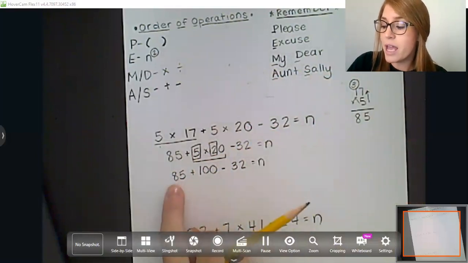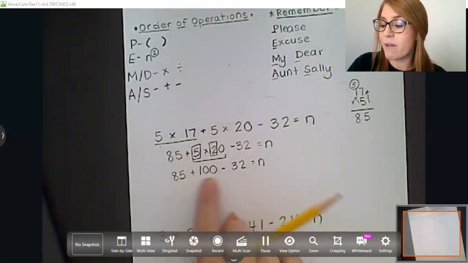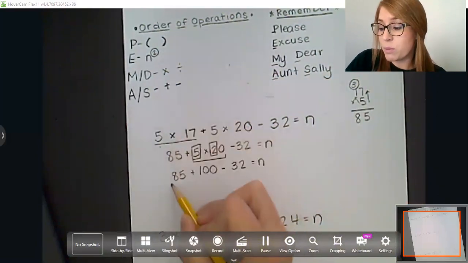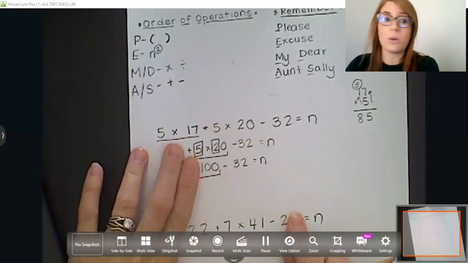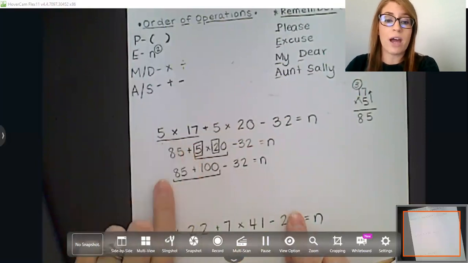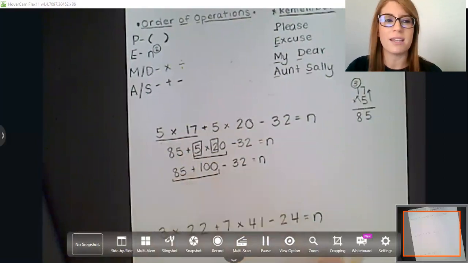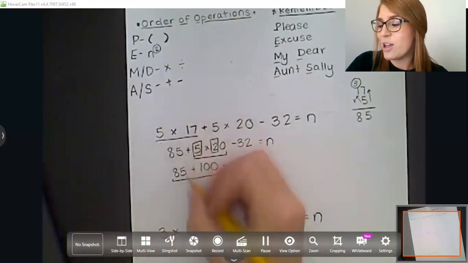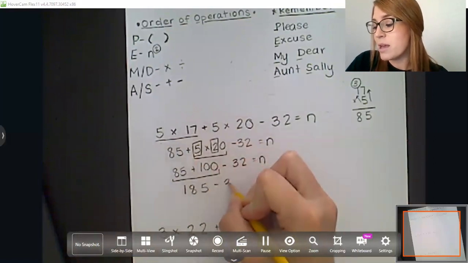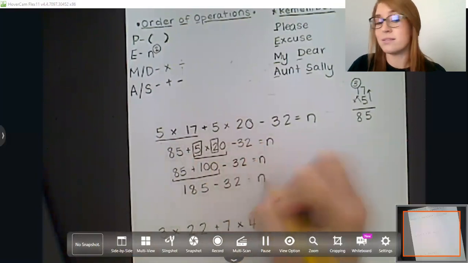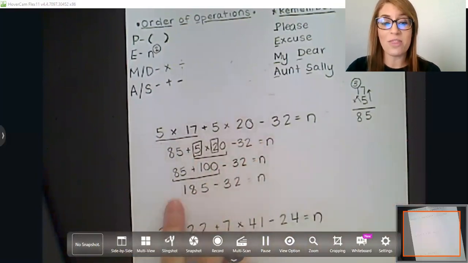So when I start here and I go from left to right, I've got 85 plus 100. That's the first problem I come to, so that is what I'm going to solve first, okay? If we did 100 minus 32 first, we would not get the correct answer. So we've got to go in order the correct way, okay? 85 plus 100, what's that going to give me? Exactly, 185. Copy down the rest of the problem. Minus 32 equals n. All right, well now we've just got one thing left to solve, 185 minus 32.